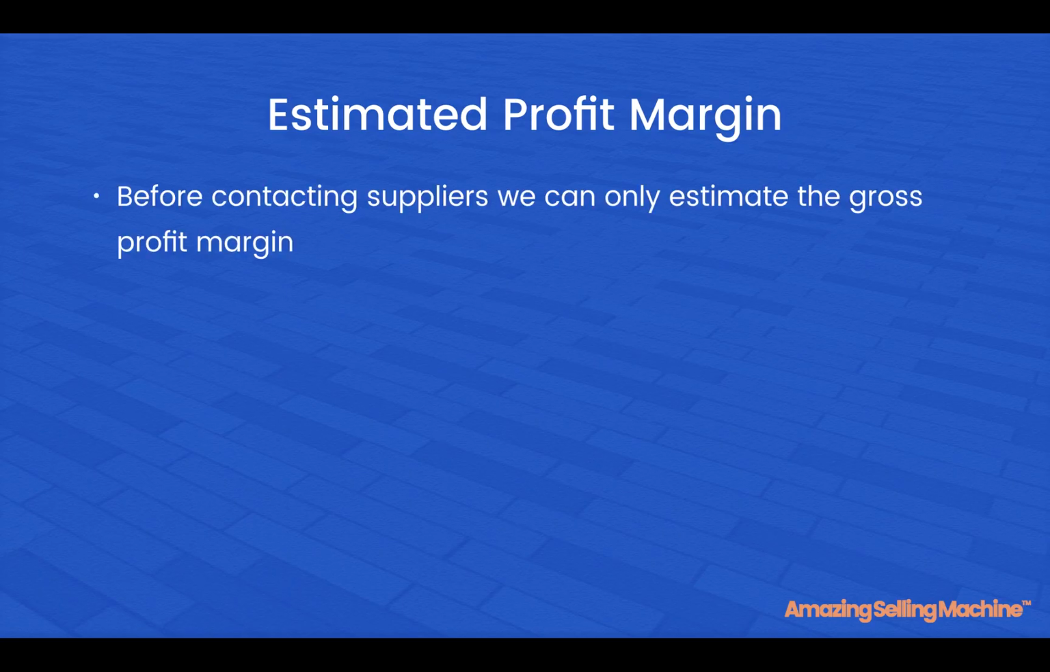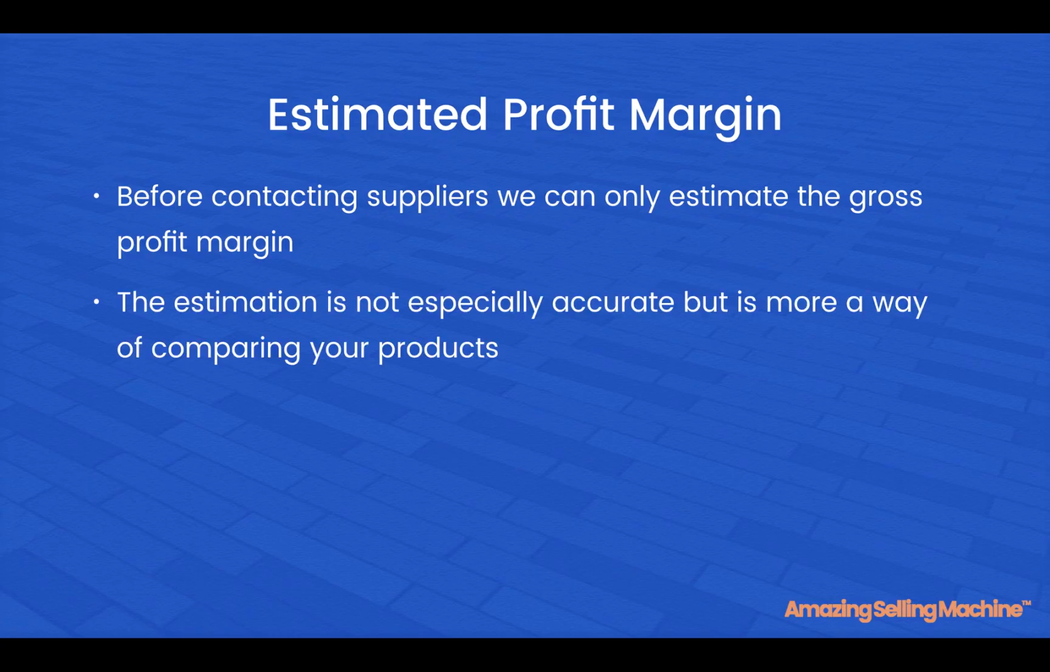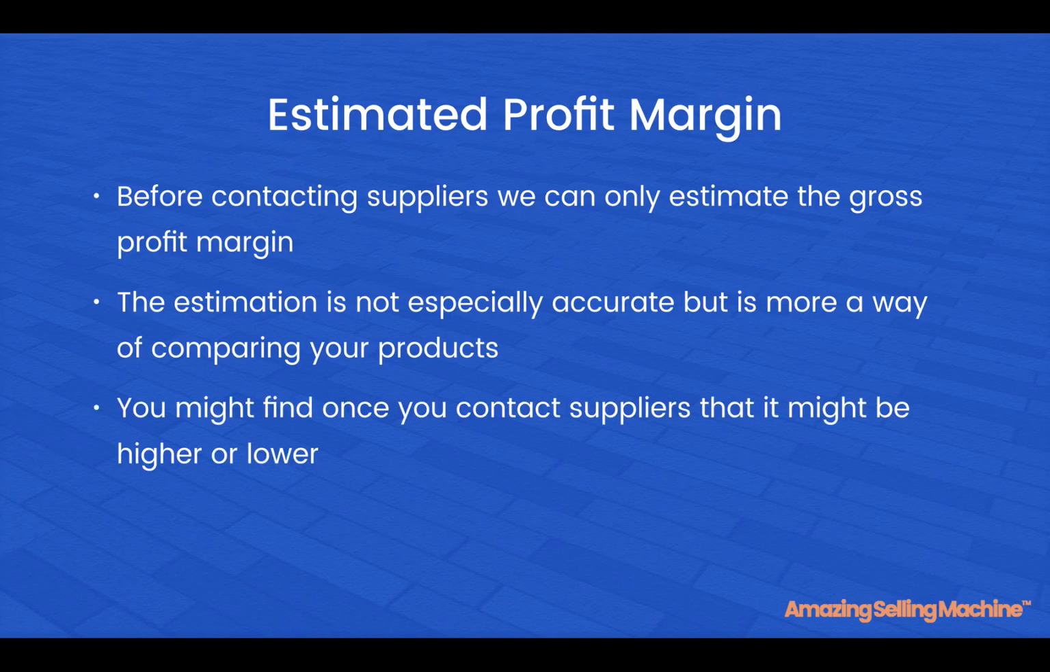Estimated profit margin. Before contacting suppliers, which you'll do in Module 2, we can only estimate the gross profit margin. The estimation is not especially accurate, but is more a way of comparing your products. You might find once you contact suppliers and start negotiating that it might be higher or lower.